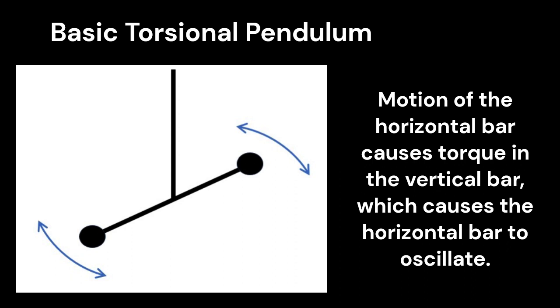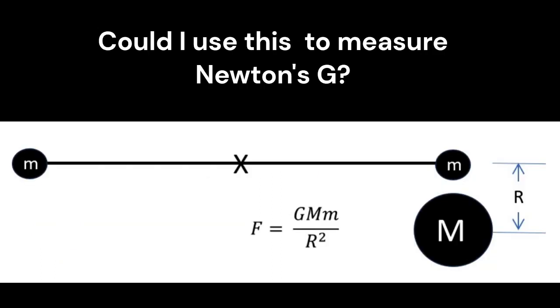It'll have momentum, so it'll swing through that original position until its momentum is stopped by torque in the reverse direction. So it is like a pendulum in that it swings back and forth. It's just swinging in this different direction. So the idea of the experiment was to see if I could measure Newton's G.